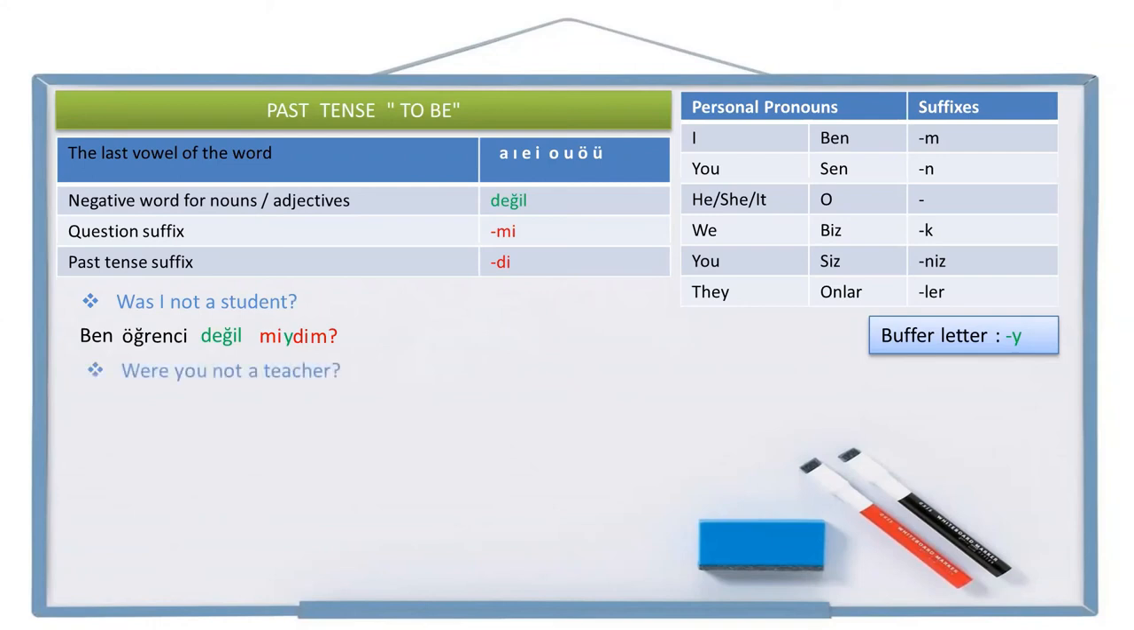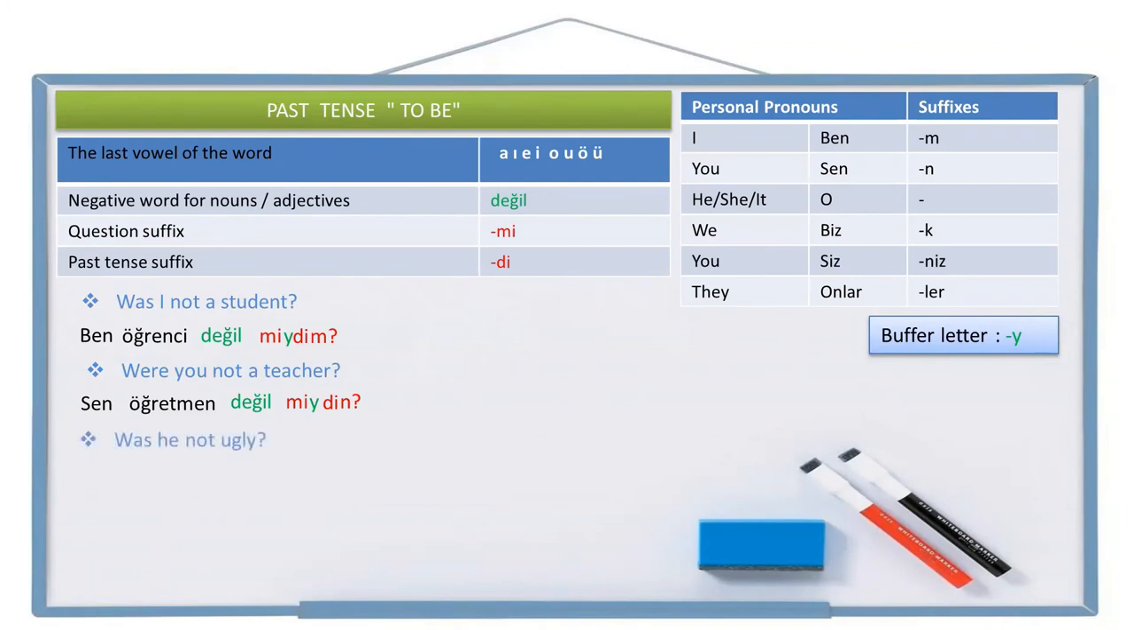Another example. Were you not a teacher? Let's write the person pronoun you first. Sen. Teacher, öğretmen. Not teacher, öğretmen değil. Question suffix mi, past tense suffix di, and buffer letter between them, and the person pronoun suffix to the end all the time. Sen öğretmen değil miydin? Were you not a teacher?